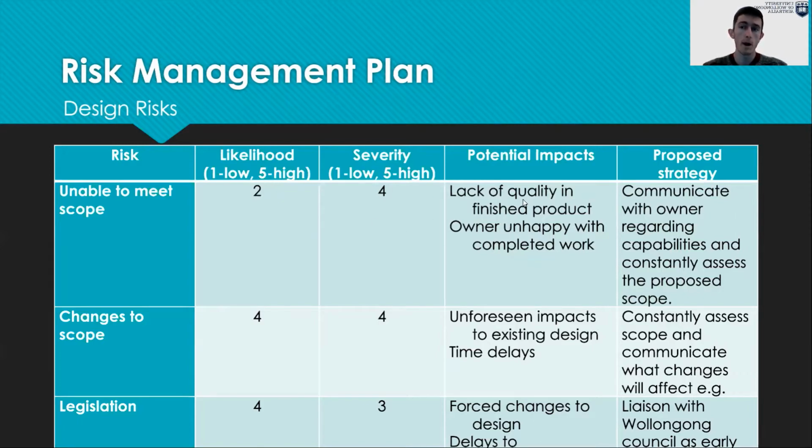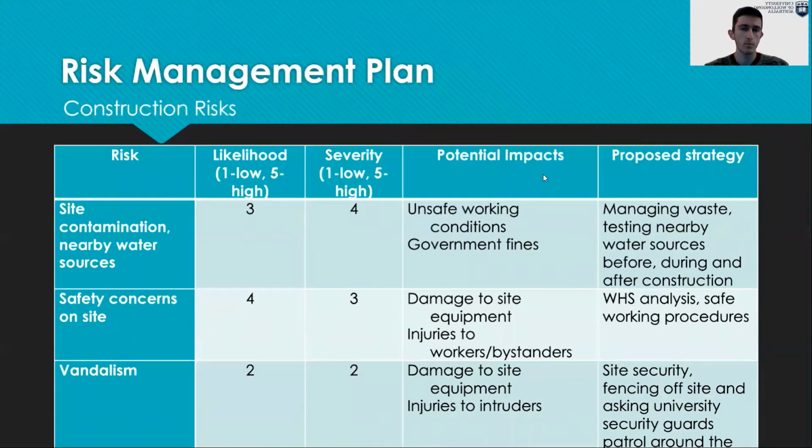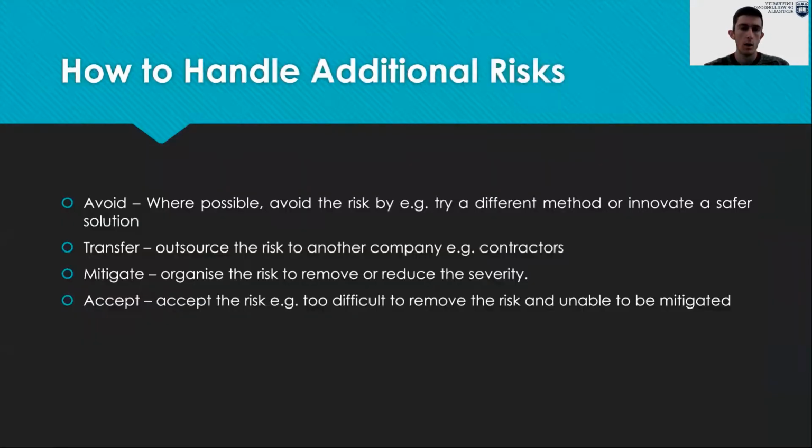We looked at what impacts they would have on the project, and then we proposed some strategies to help deal with these risks and avoid the potential impacts. We did the same thing with the construction risks. We identified what risks could occur, as well as some impacts and the proposed strategy to deal with them as well. If there were any risks that were not mentioned in either of these 2 divisions, we adopted a strategy to avoid, transfer, mitigate, and then accept them.